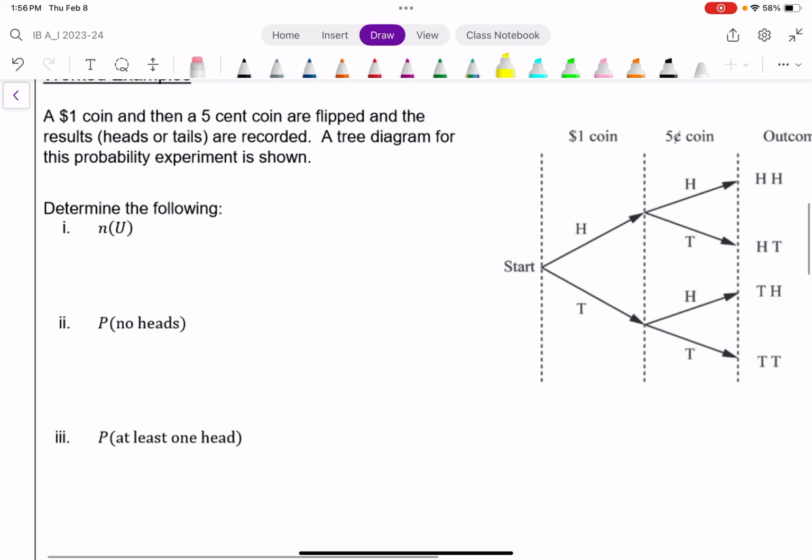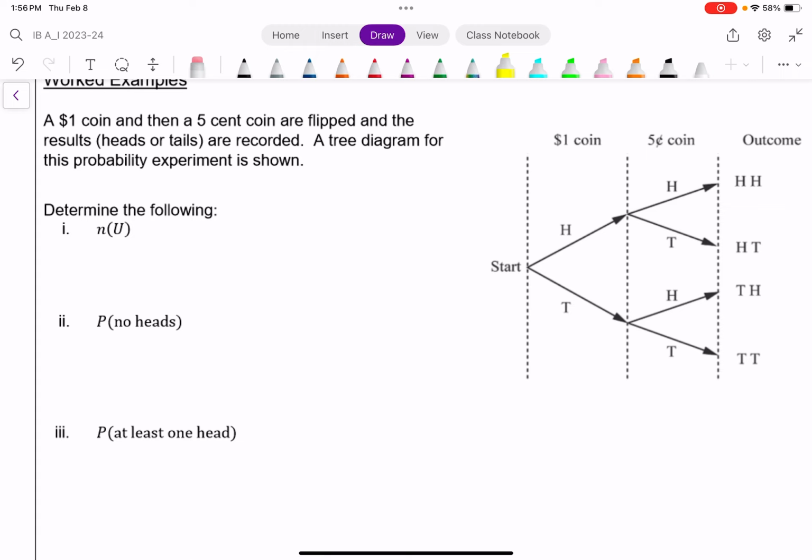So I have here a tree diagram showing you the possible outcomes if you flip a $1 coin and then a 5-cent coin. And again, when you have a tree diagram, each pathway shows you a particular possibility. And so in the end, we can see there are 4 different possibilities when you flip 2 coins, which is the number of elements in the universal set, which is what the first question is asking. So n(U) means the number of elements in the universal set, being the sample space, all the possibilities. And that's what a tree diagram shows you. It shows you, at the ends of the branches, all the different possibilities. There are only 4 possible outcomes here, so this equals 4.